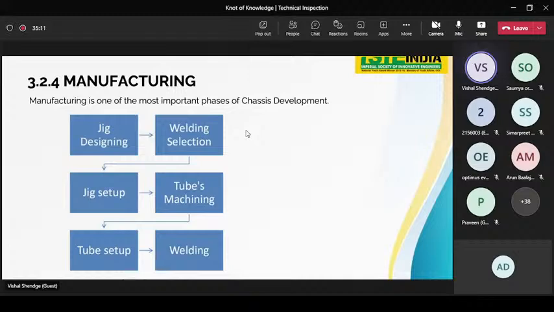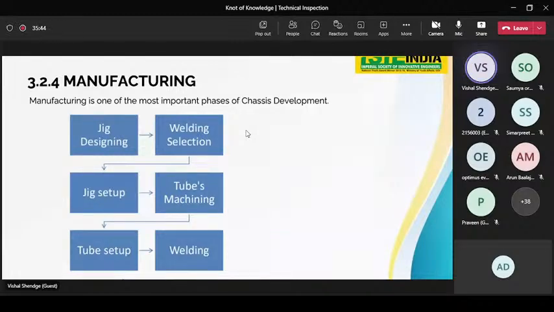Then welding selection. For welding, multiple choices are available to select the welding process. To accomplish a particular joint, it is essential to base the final decision on sound reasoning, which generally involves technical considerations and economic considerations.